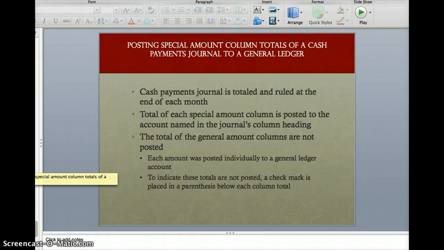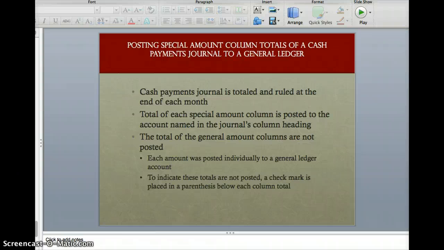Okay, now we're going to do the cash payments, posting special amount columns of a cash payments journal. So we just did the cash receipts. Now we're doing cash payments. So like cash receipts, cash payments is totaled and ruled at the end of the month. The total of each special column is posted to the account in the column heading, and the total of the general amount columns are not posted because each amount was already posted individually to the general ledger.